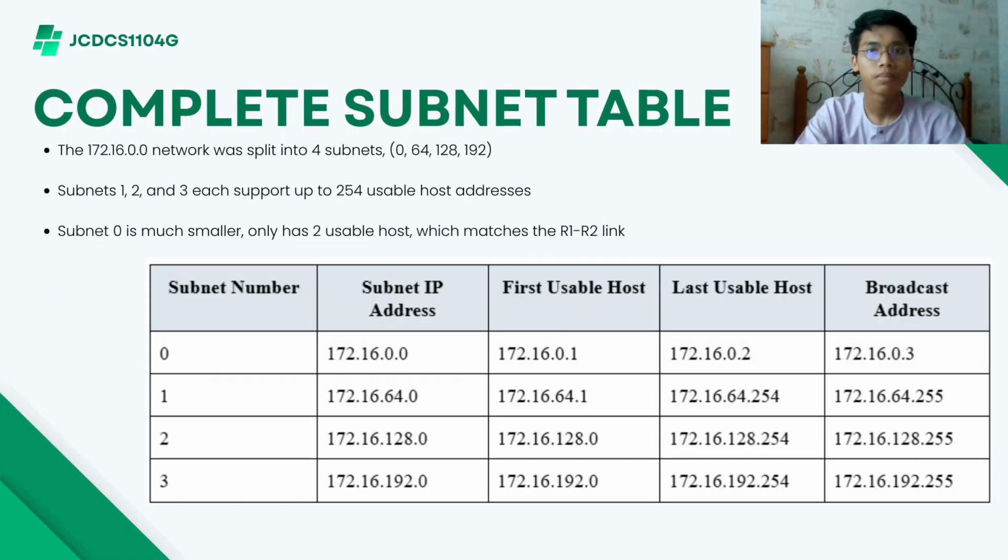So up next is the complete subnet table. As you can see here, this table shows the 4 different subnets with the number starting from 0 all the way to 3. The network of 172.16 was split into 4 subnets, and the first subnet, which is subnet 0, has only 2 hosts, which matches the router 1 to router 2 link, while subnets 1, 2, and 3 all support 254 usable hosts.